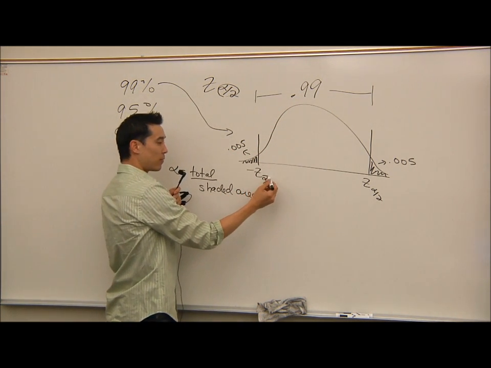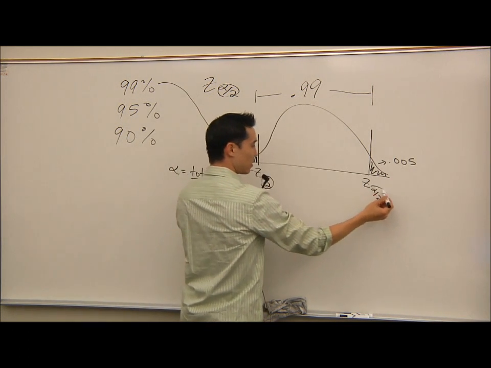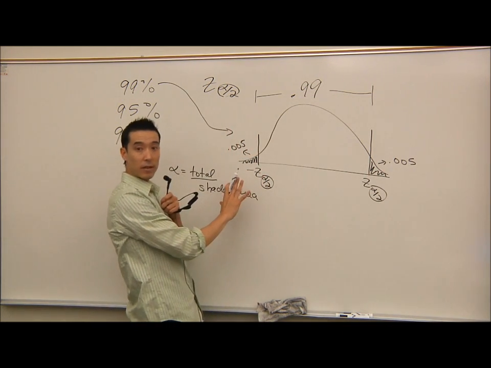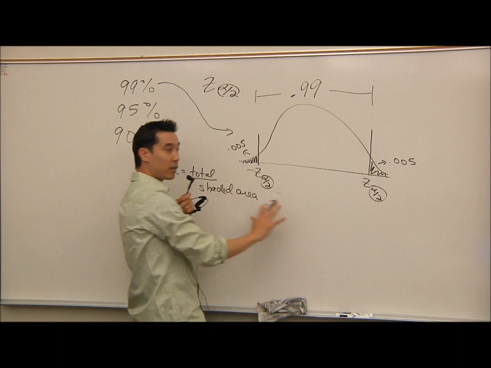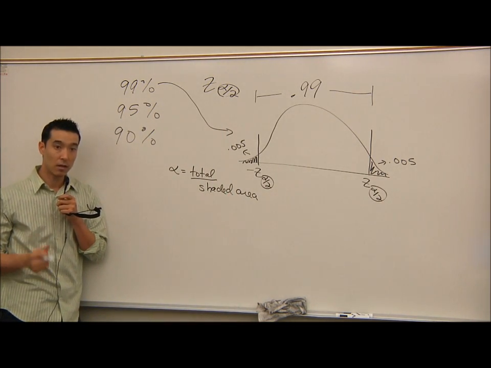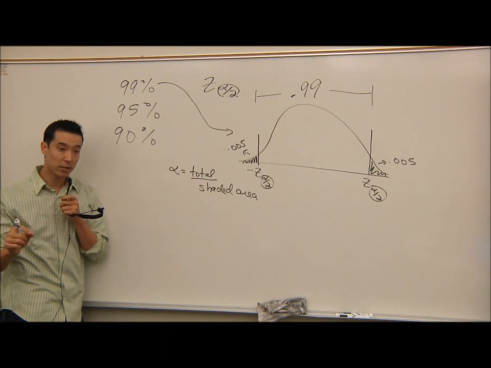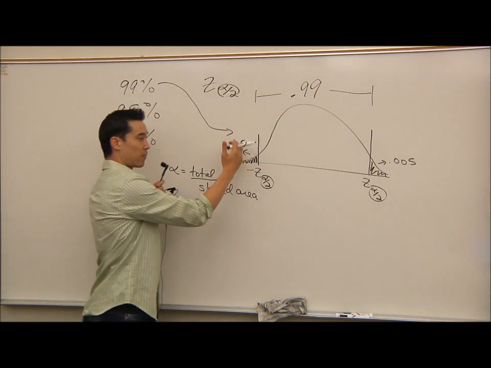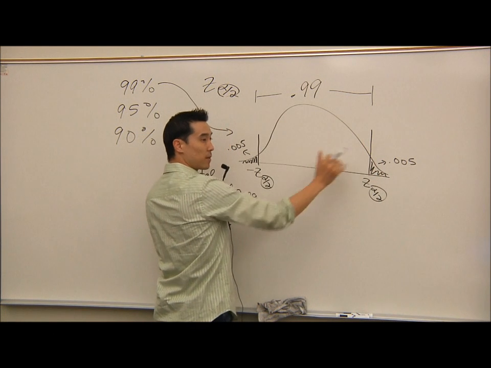Why are these both called alpha over 2 then? Because we're splitting it perfectly in half, right? We have half of it here and half of it here. That's why those are called alpha over 2. Okay? So alpha represents the total shaded region, and then we're splitting it in half, putting half of it here and half of it here because of symmetry. Okay?